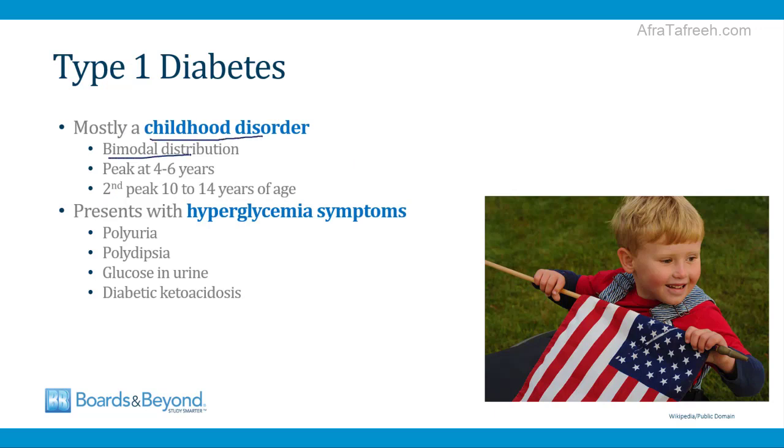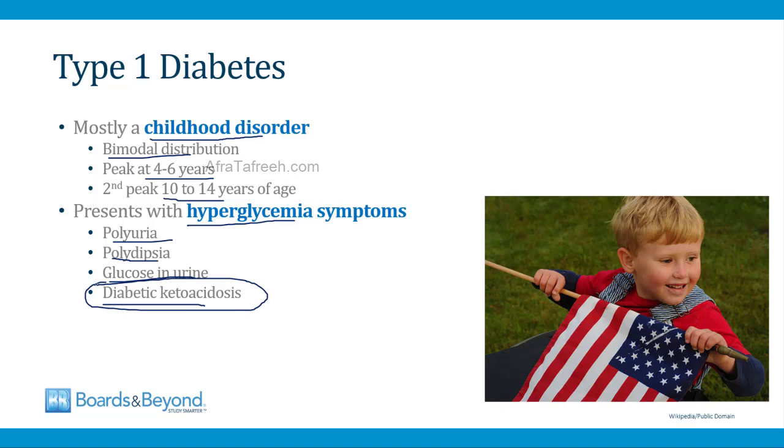It has a bimodal age distribution. There's one peak at 4 to 6 years of age, and then a second peak at 10 to 14 years of age. And usually it presents with symptomatic hyperglycemia. So children who develop type 1 diabetes will present with polyuria and polydipsia. If you do urinary testing, there will be glucose in the urine. And they can also present with diabetic ketoacidosis, which, as I said earlier, I discuss in detail in another video.